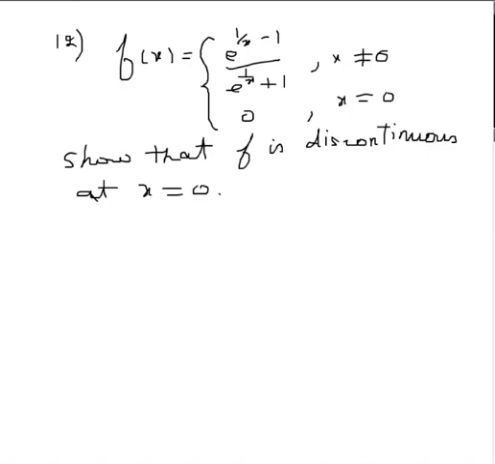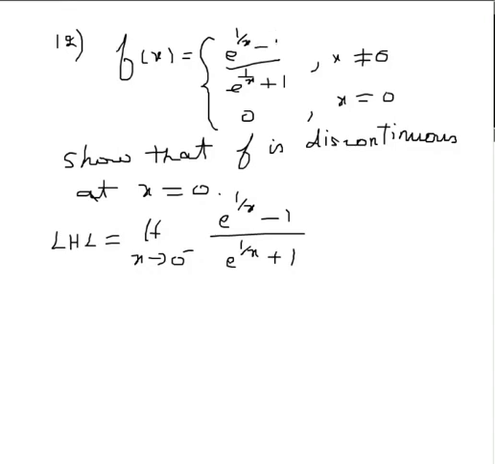Next question, f of x definition is given. Show that f is discontinuous at x is equal to 0. For this question, we have to do LHL and RHL. Let us first calculate LHL, limit x tending to 0 minus of e power 1 by x minus 1 by e power 1 by x plus 1. Now, you should know that as x tends to 0 minus, 1 by x tends to minus infinity. We are dividing by a very small negative value, so the answer will be a very big negative value. So, what happens to e power 1 by x in that case? It becomes e power minus infinity, which can be written as 1 by e power plus infinity. 1 by infinity can be written as 0.